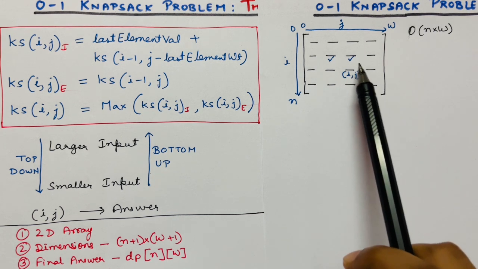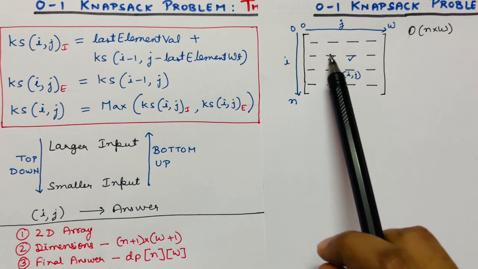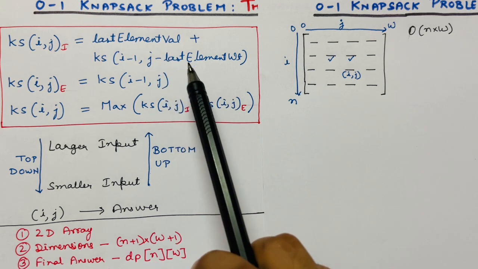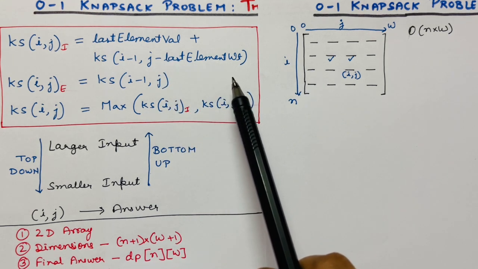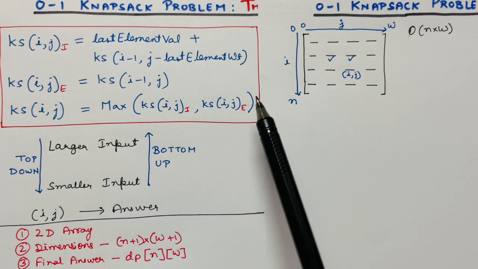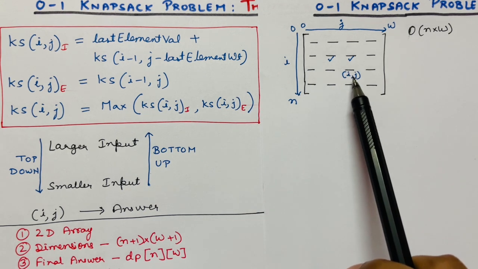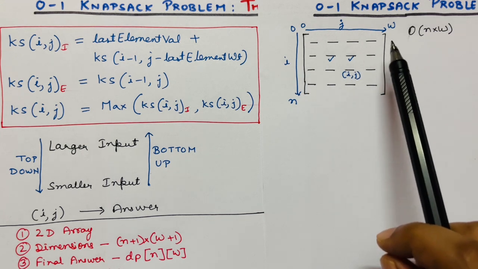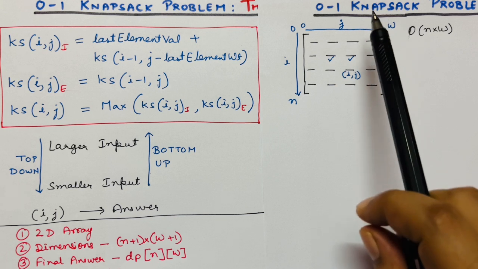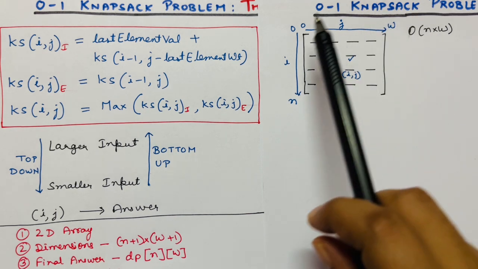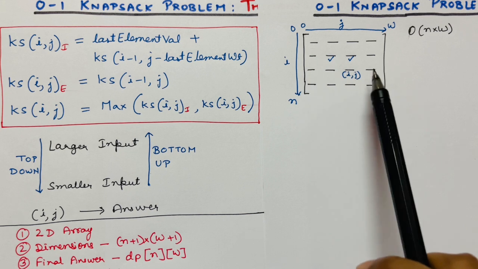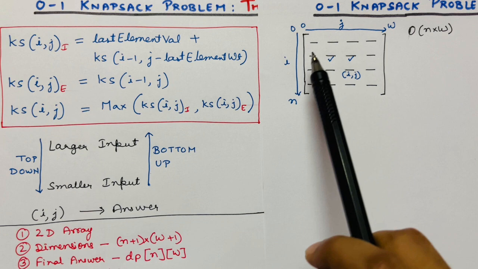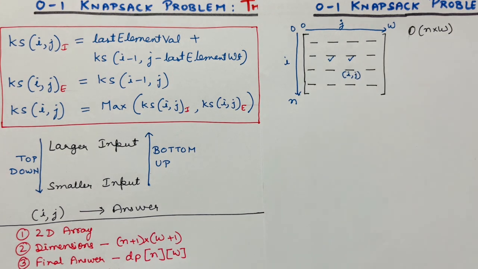That means to fill the values at i, j, we need the values from the previous row. We also need the last element's value and the last element's weight, but for that we already have the weight array and the value array. And here to fill the value at i, j, we only need the values from the previous row. That means there could be 1,000 rows above this row and we won't care. We won't need any of them. We only need the previous row. Now this gives us a hint that maybe we can try solving it using only 2 rows.